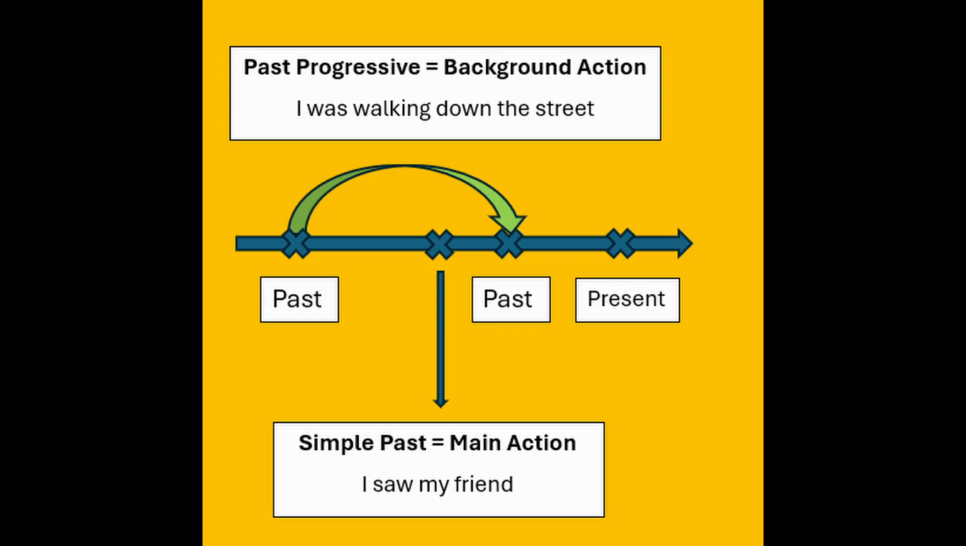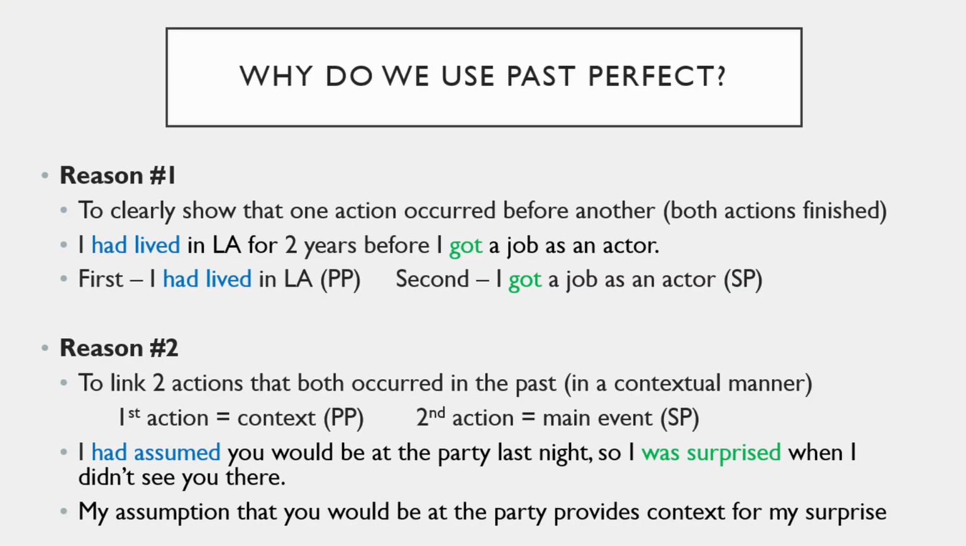So I like to think of it as the stage. I talked about this in my second video when I was talking about the past progressive and the simple past. The past progressive, I was walking, is the stage upon which the simple past, when I saw my friend, occurs. I was walking down the street when I saw my friend. I was walking down the street, that's the background action. That's the stage upon which the simple past occurs, the actor on the stage. It's a very similar relationship with the past perfect tense and the simple past.